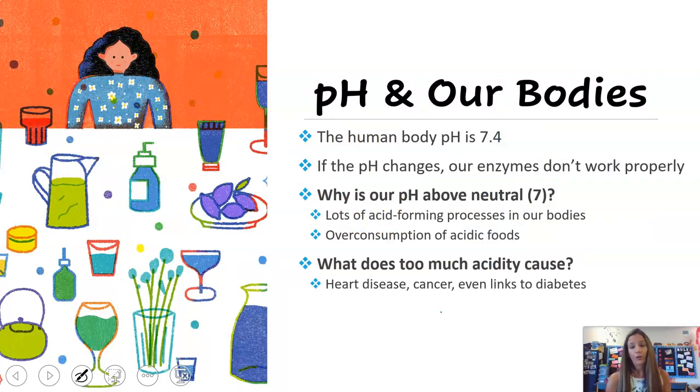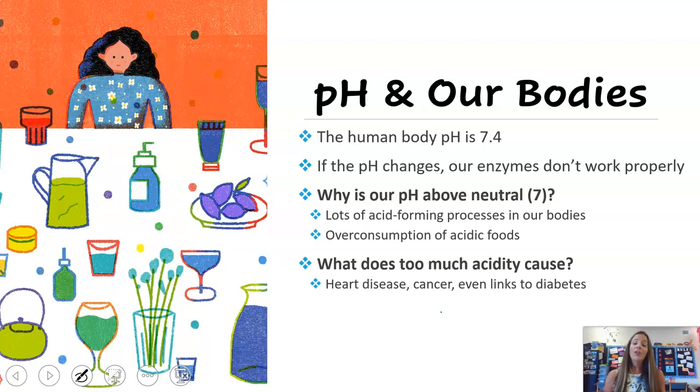This is also important to our bodies, right? So pH is a really important component of our bodies functioning properly. The human body pH is actually slightly basic at 7.4, but if this pH changes too much, our enzymes don't work properly, and we'll talk about those in a minute. So you may be thinking, why is our pH above neutral 7? Well, our body has lots of acid-forming processes, and in addition, as a human species, we tend to overconsume acidic foods, so our body kind of works with that by having a pH over time that is slightly above 7.